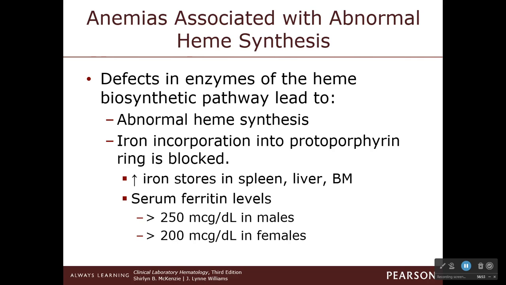All right, so anemia is associated with abnormal heme synthesis. These are going to be important to us also. Three things we're going to talk about: sideroblastic anemia, lead poisoning, known as plumbism, and then porphyrias. I missed the word, porphyrias. These are all problems with heme production that lead to anemia.